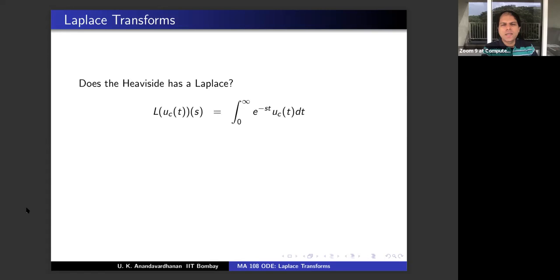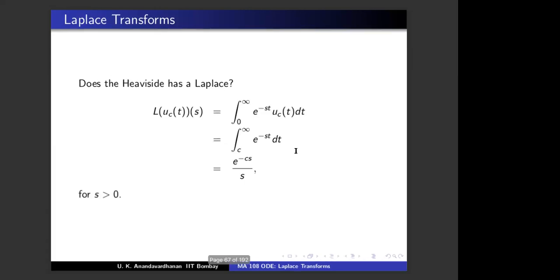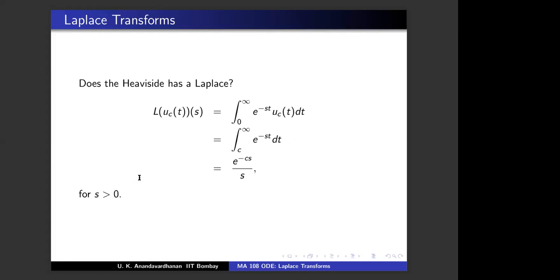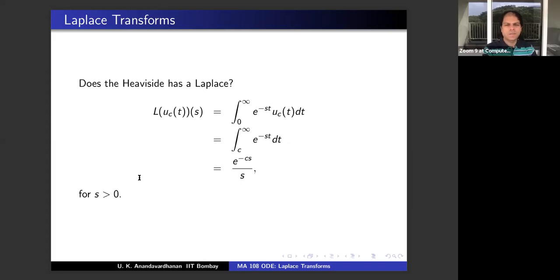Yeah, so UC(t), you just apply the definition. So you will get the integral from C to infinity of e power minus st dt. You agree? Because otherwise it is 0, so the integrand vanishes. And this is e power minus st by minus s from C to infinity. And that is minus of minus, so that is plus. It is e power minus cs by s. What is your assumption in doing this integration? s is positive, because only then you plugged it in correctly. So you are getting this answer which is valid for s positive. So this is the answer, the Laplace of Heaviside.